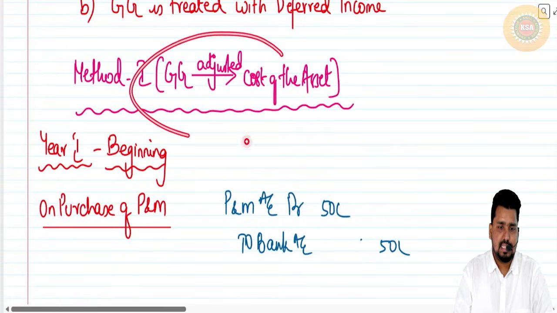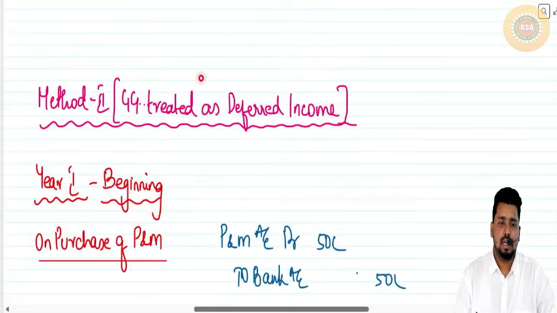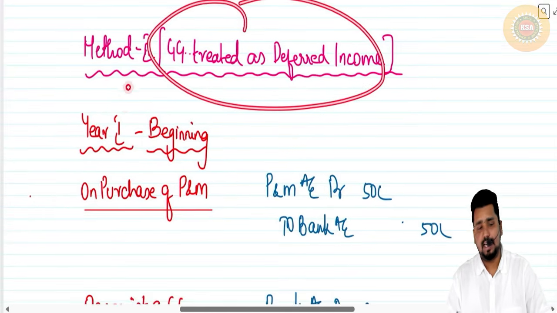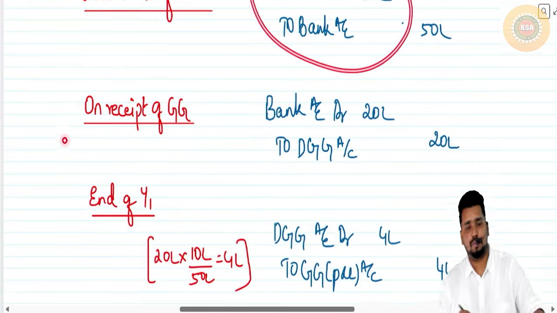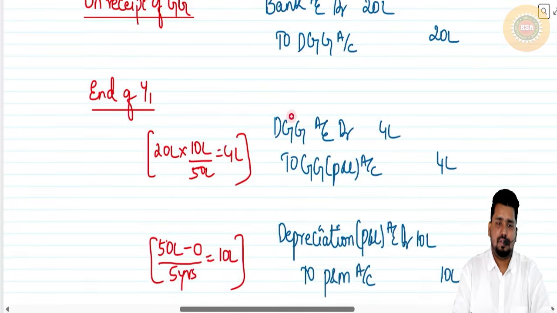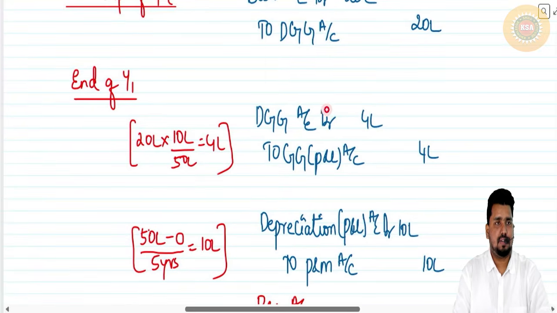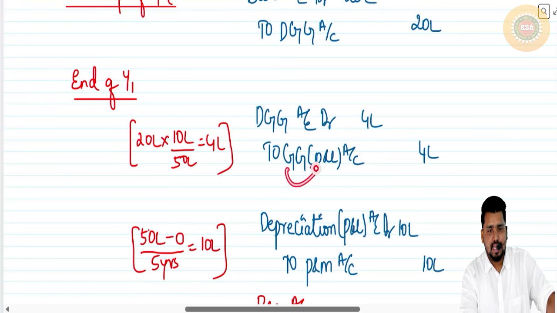If the grant is adjusted with the cost of the asset, this is the refund entry. What is method number 2? Where the grant will be treated as deferred income. At the beginning of year 1, when we purchase, what is the entry? Plant and machinery to bank. When we receive, DGG account. At the end of the first year, we will transfer some amount from DGG to P&L.